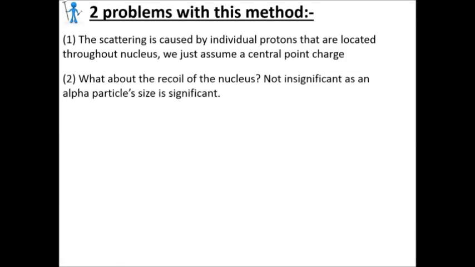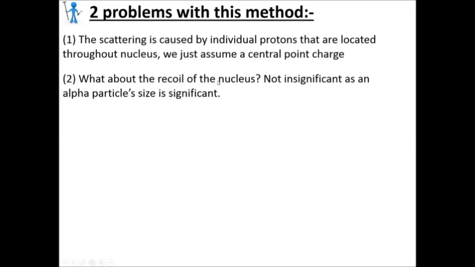Here are the two main problems, and I have just hinted at them. The scattering is caused by individual protons that are located throughout the nucleus. Now, with the formula we've just used, we've assumed a central point charge. So we've assumed that our distance r, or our distance d that we've calculated, is the distance between the two centres of the nucleus and the alpha particle, which isn't particularly accurate. So that's problem number one.